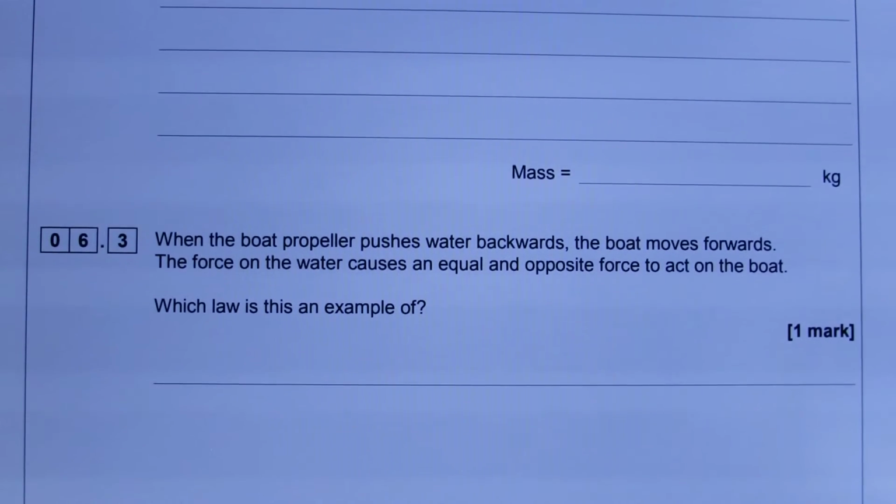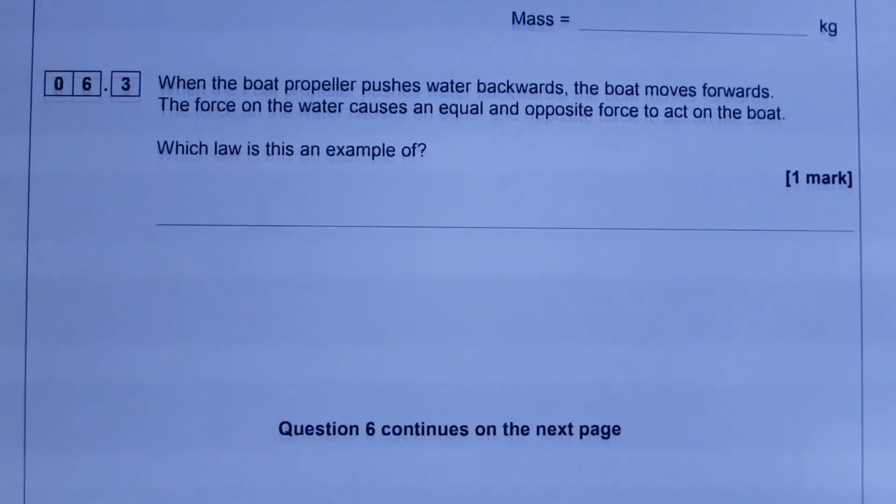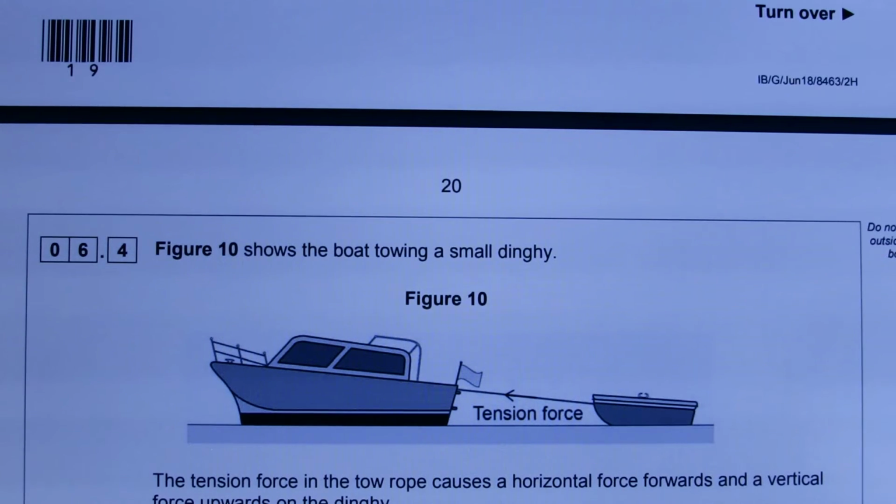When the boat propeller pushes water backward, the boat moves forwards. The force in the water causes equal and opposite force to act on the boat. Which law is this an example of? Newton's third law. Could also be described as conservation of momentum, but that might be a bit of a stretch for GCSE Physics.